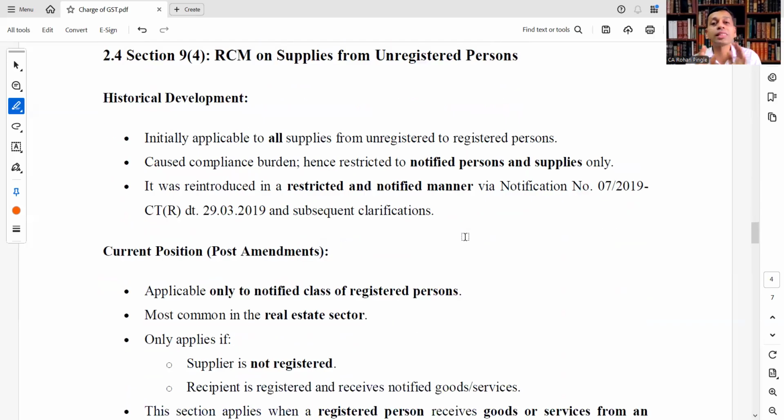Initially applicable to all supplies from unregistered to registered persons. Means when this act came in that initial stage, it was applicable to all supplies from unregistered to registered persons. But what happened was that it caused a compliance burden and hence was restricted to notified persons and supplies only. Means then the government had to consider the representations made by the businessmen and the professionals, and then they again restricted this to the notified persons and supplies only. It was reintroduced in a restricted and notified manner via notification number 07/2019 Central Tax dated 29th March 2019 and subsequent clarifications.